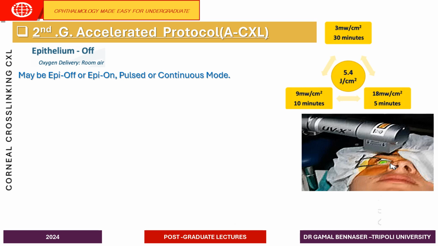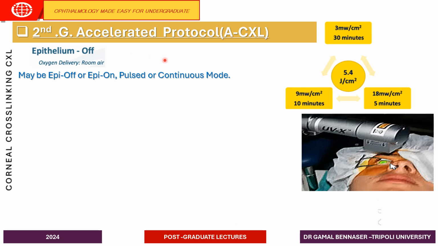So among the attempts to solve this issue, apart from the use of riboflavin as a transepithelial, they tried to think how to increase the intensity of the ultraviolet so that we shorten the exposure time. And this was based on the Bunsen law of reciprocity. I will explain about it later, that we can increase the intensity of the light and shorten the duration of exposure, keeping the same amount of total fluence or total energy exposure. So this is the principle of the accelerated protocol.